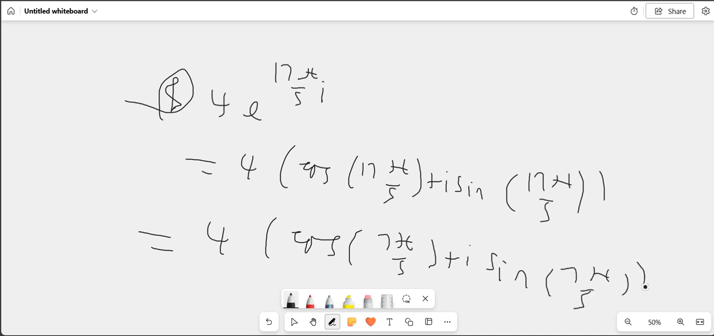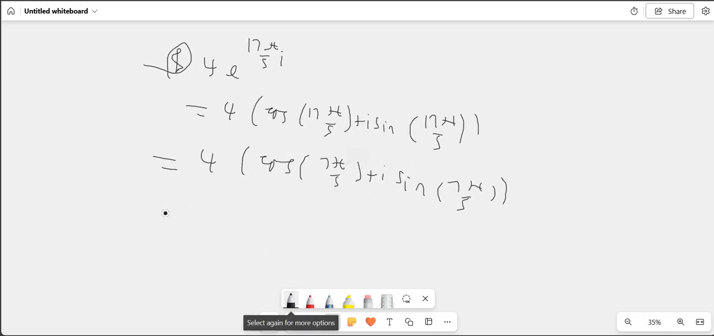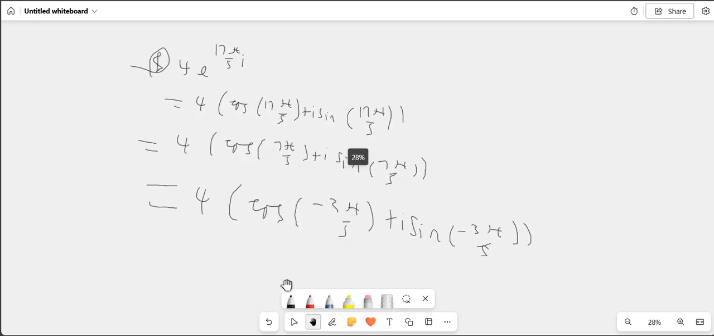And 7 pi over 5, that's still out of range. That's still bigger than 1 pi, because 7 over 5 is bigger than 1. So I'm going to have to take away another 2 pi. So it'll be 4 cos minus 3 pi over 5 plus i sine minus 3 pi over 5, and that's the final answer. So as you see here, took away 2 pi, still bigger, took away another 2 pi, and it's patterned.